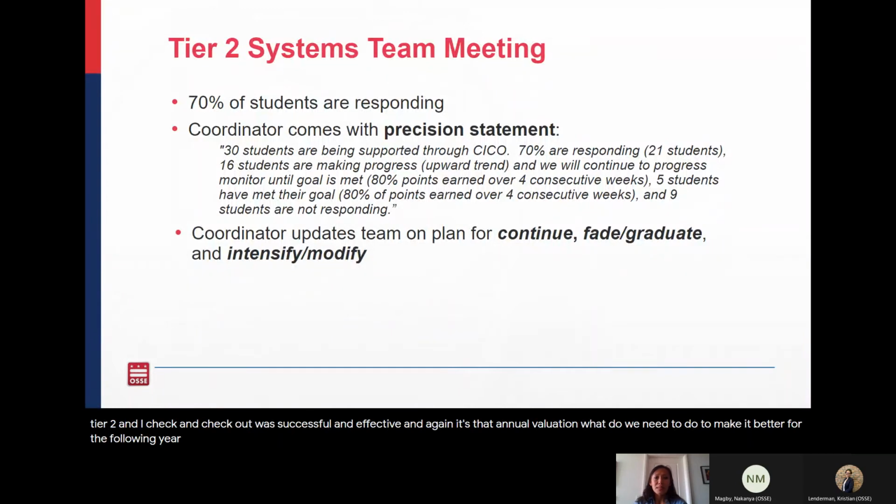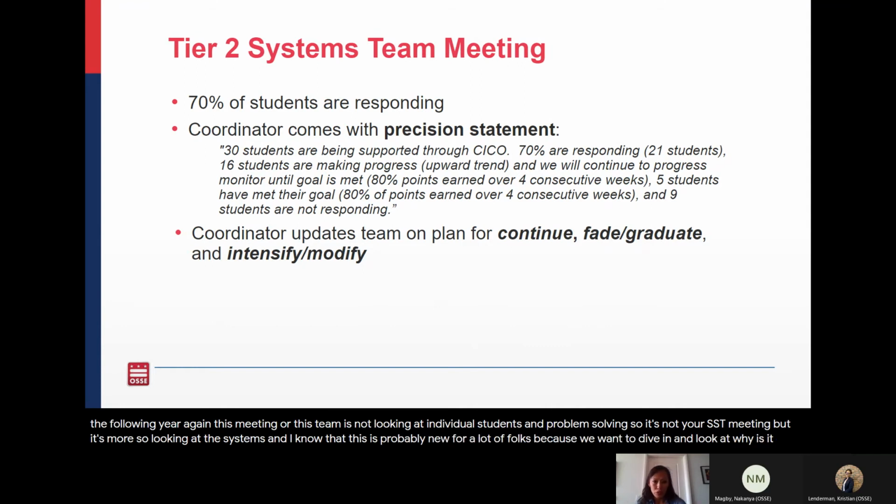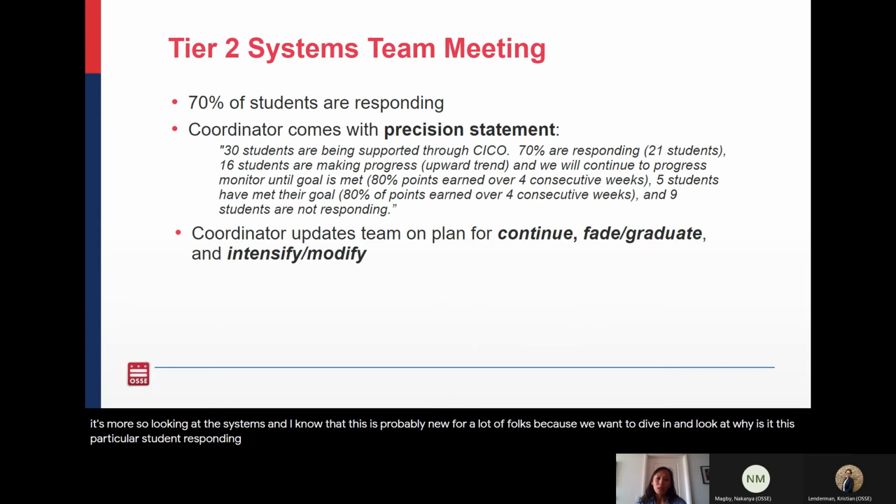So a tier 2 systems team meeting, again, this team is not looking at individual students and problem solving. So it's not your SST meeting, but it's more so looking at the systems. And I know that this is probably new for a lot of folks because we want to dive in and look at why this particular student isn't responding. Instead, we look at the system. I think that is a mind shift where we're always paying attention to the students, but we also need to really be paying attention to the systems, which are really about the adult behavior.